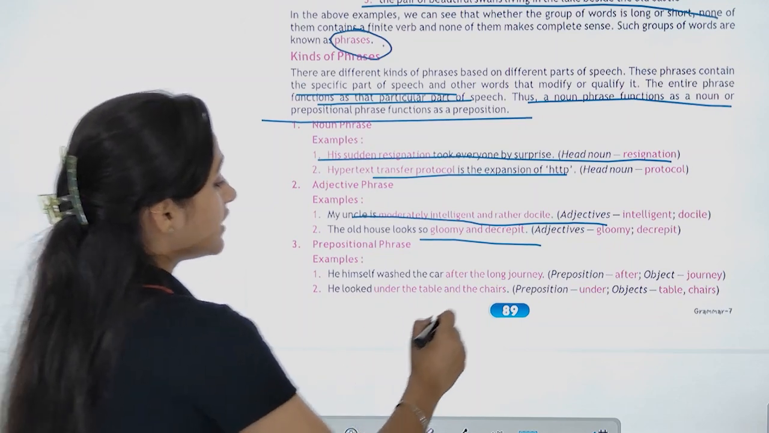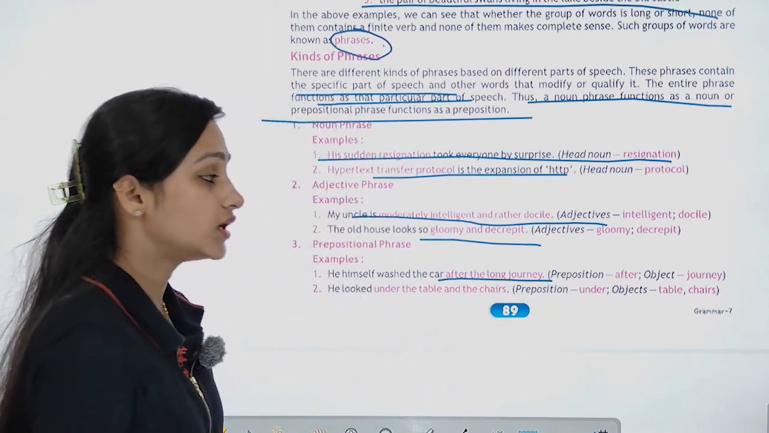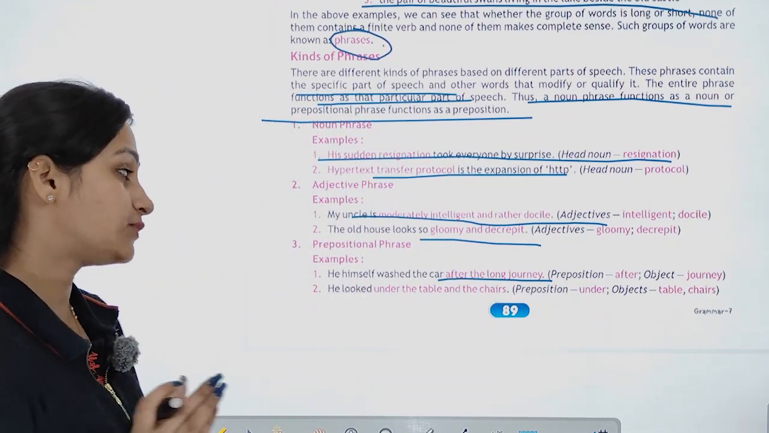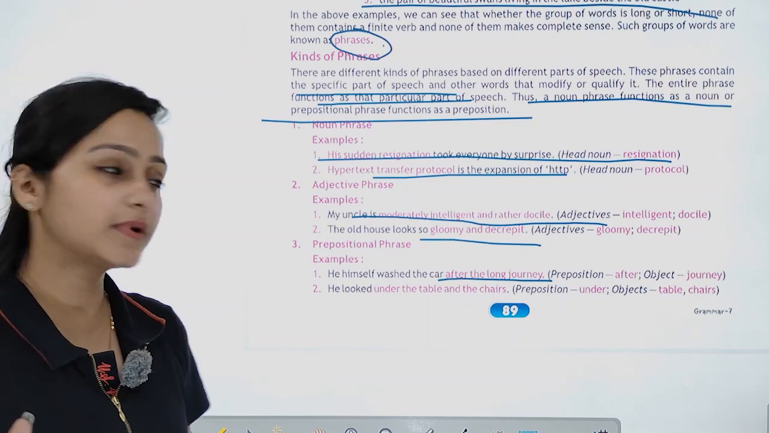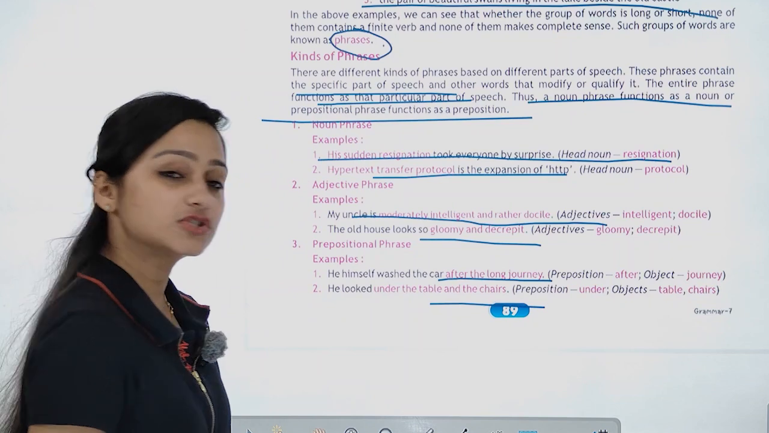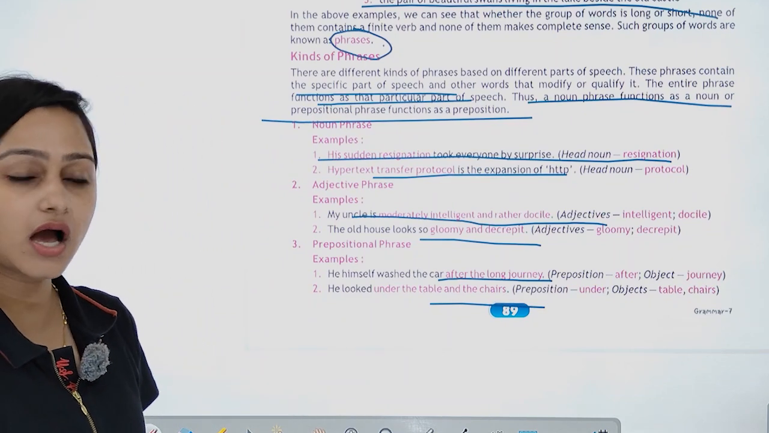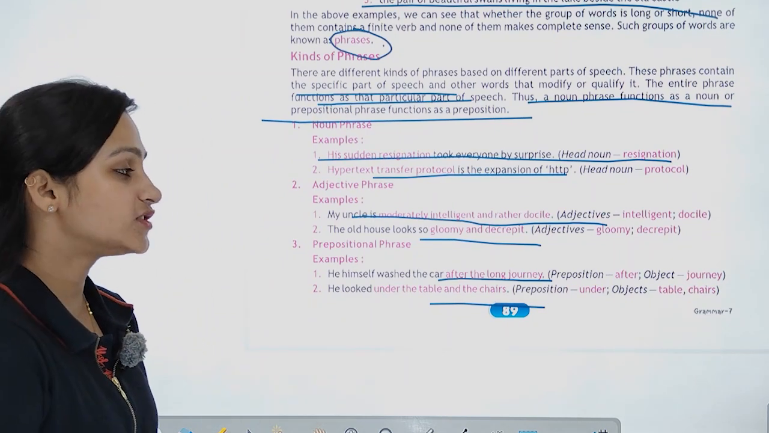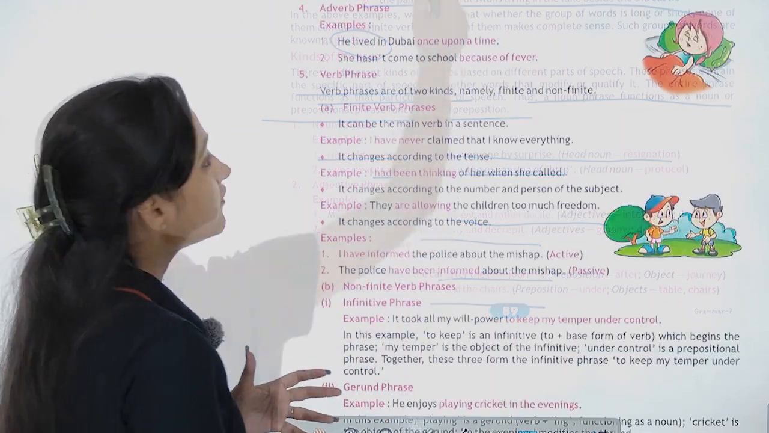Examples. He himself washed the car after the long journey. After journey क्या है आपका? Preposition है आपकी. After object क्या है आपका? Journey. He looked under the table and the chair. Preposition क्या है? Under. जगह आ गई आपकी, position आ गई और object क्या है आपकी? Table और chair. Adverb phrase.